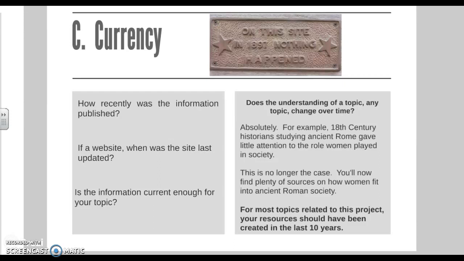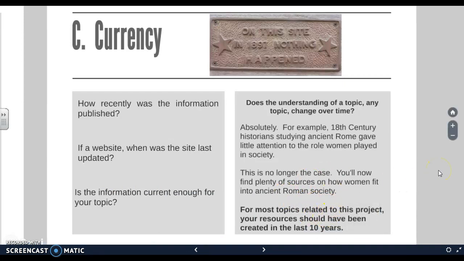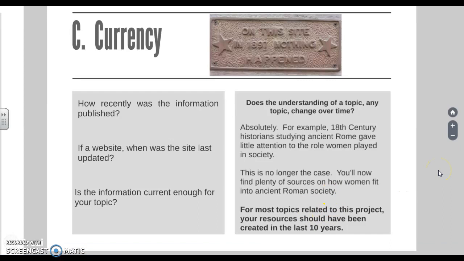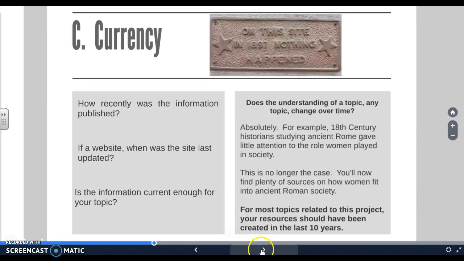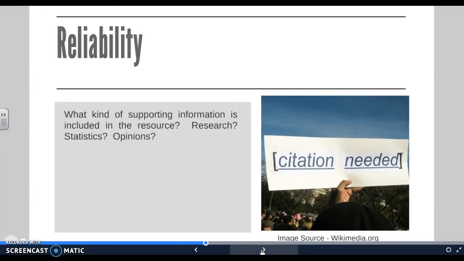But that rarely happens. And so if you have just something that within the past 10 years gives you information, then it's pretty much up to date. However, if you're researching anything in the medical field, it changes more frequently than in the past 10 years. So you may need to consider if it's going to be current enough for you to complete your assignment and your research. Your R stands for reliability.